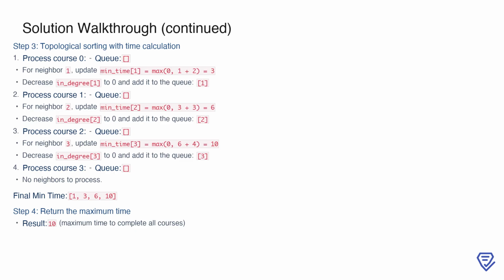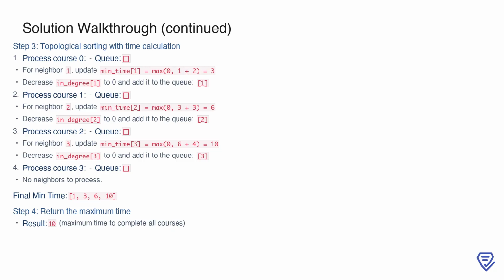Starting with course 0, we remove it from the queue and process its neighbor, course 1. The time for course 1 is updated to 3, which is the maximum of its current time and the sum of the time for course 0 and the time to complete course 1. We then decrease the indegree of course 1 to 0 and add it to the queue.